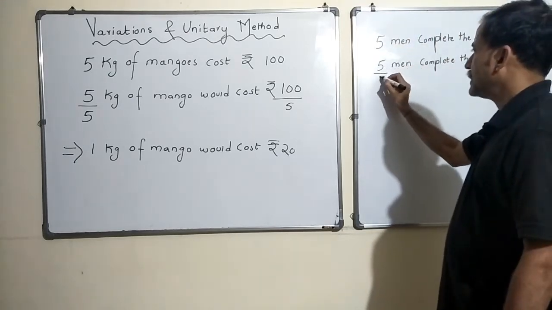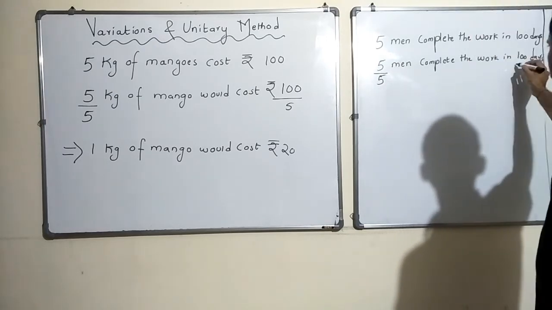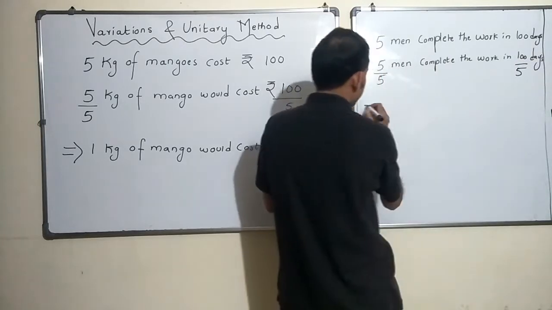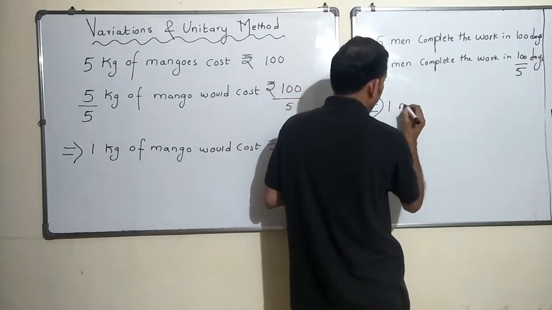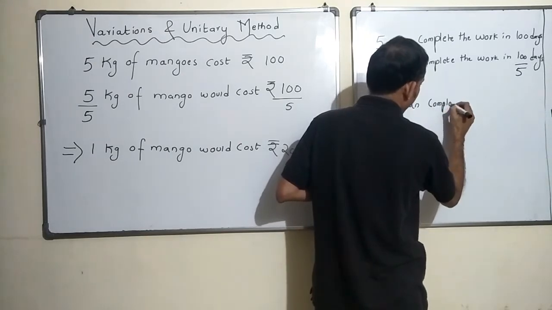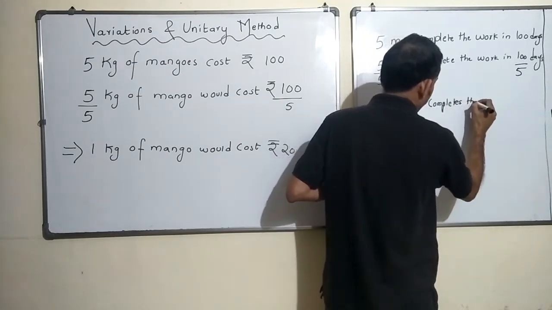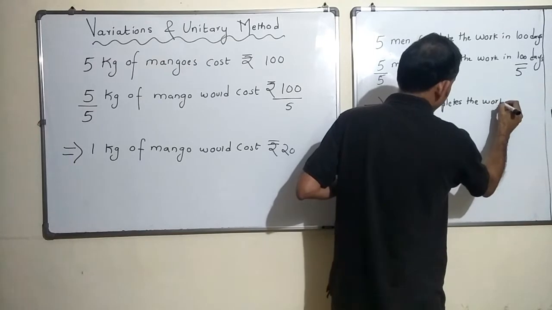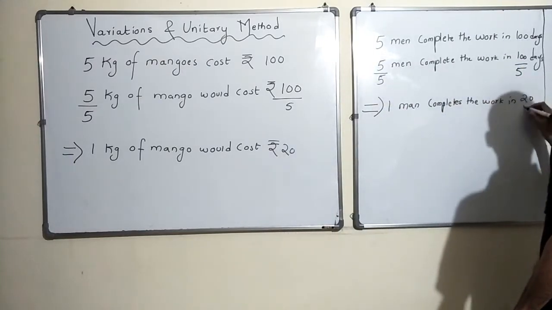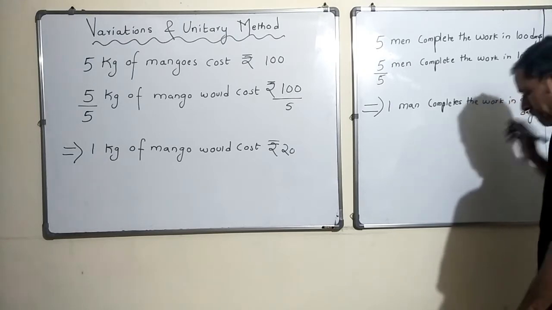I divide the same on both left hand side and right hand side of this statement. So it implies one man completes the work in 20 days. Is this correct?